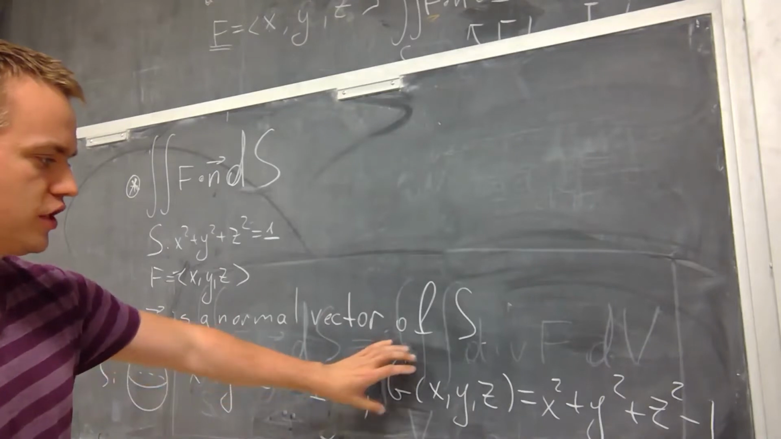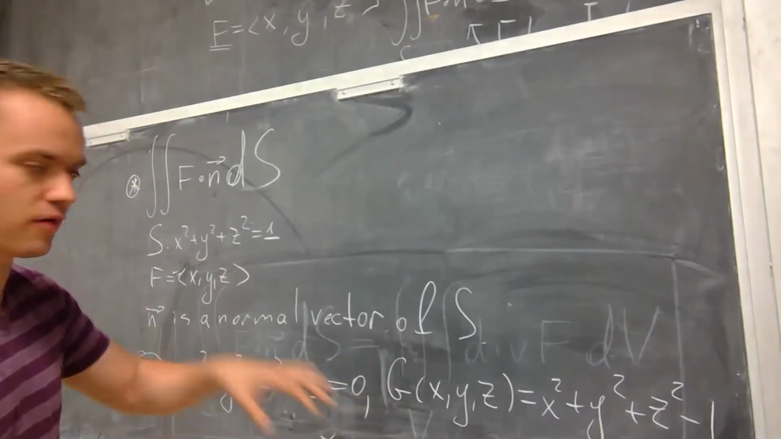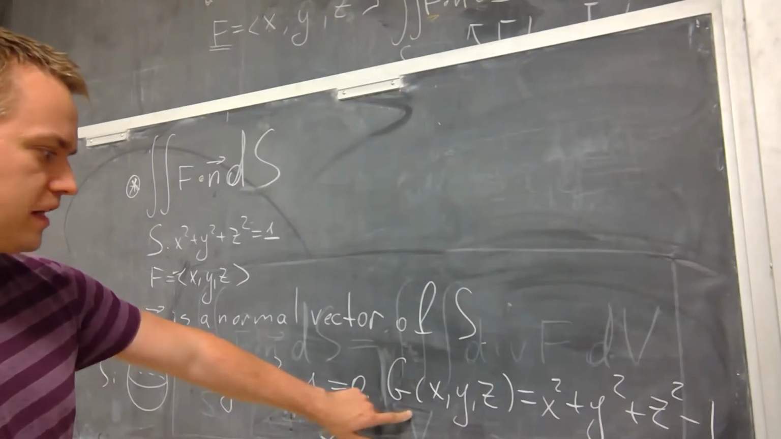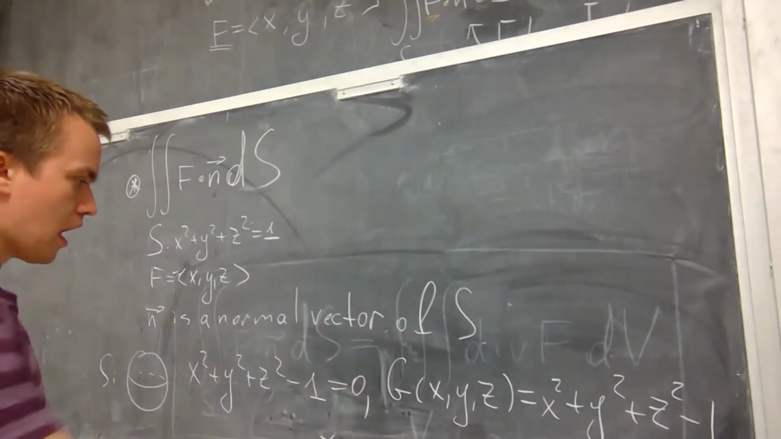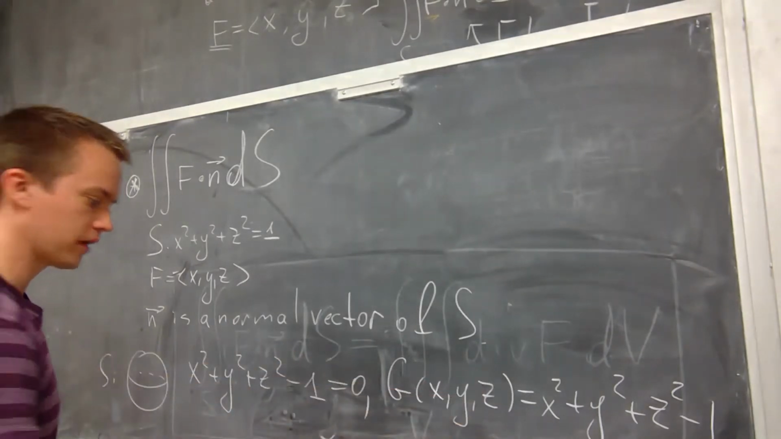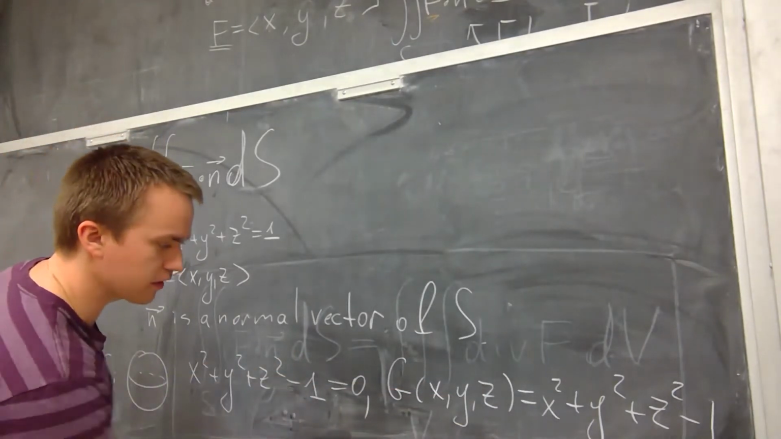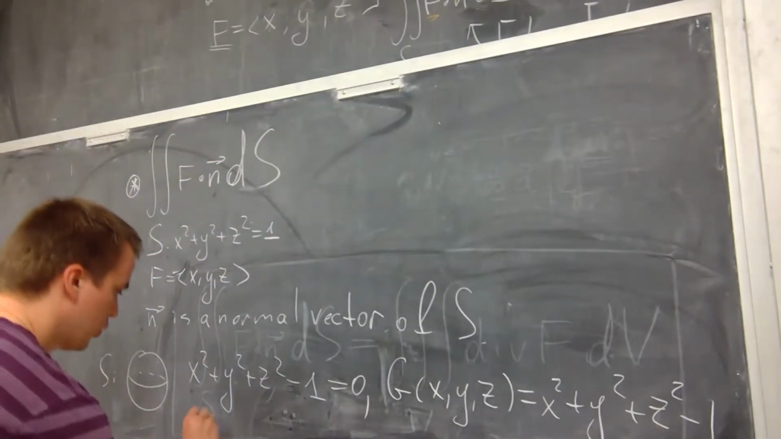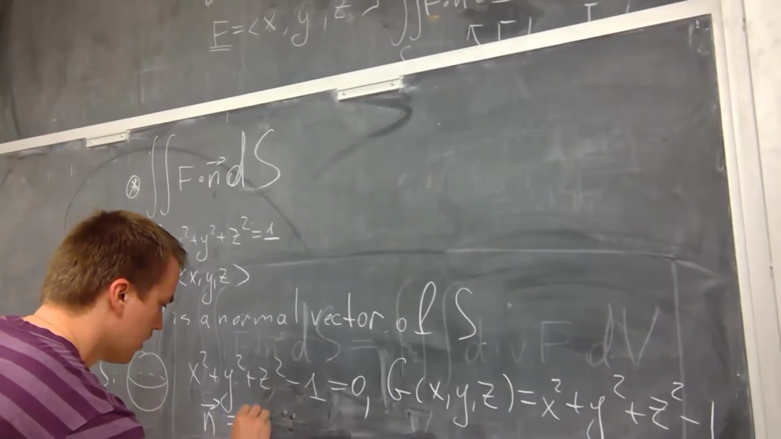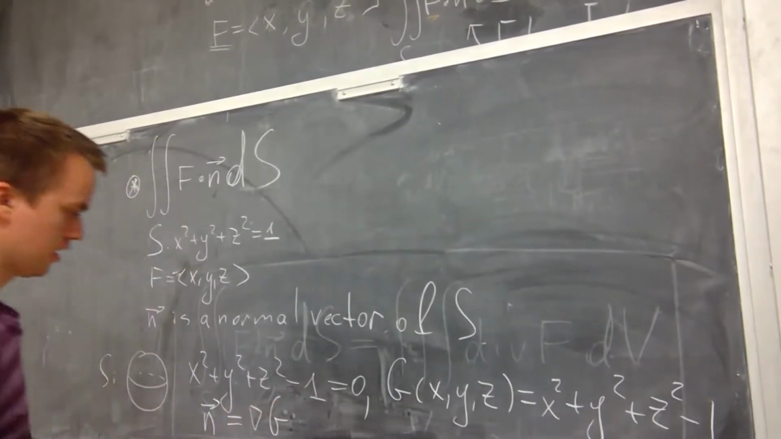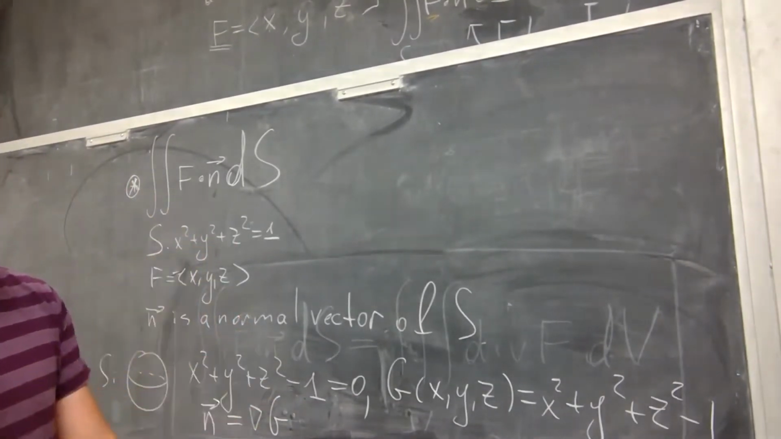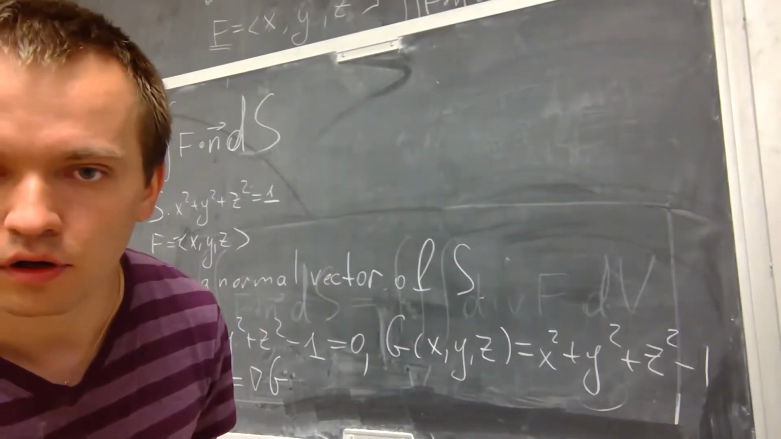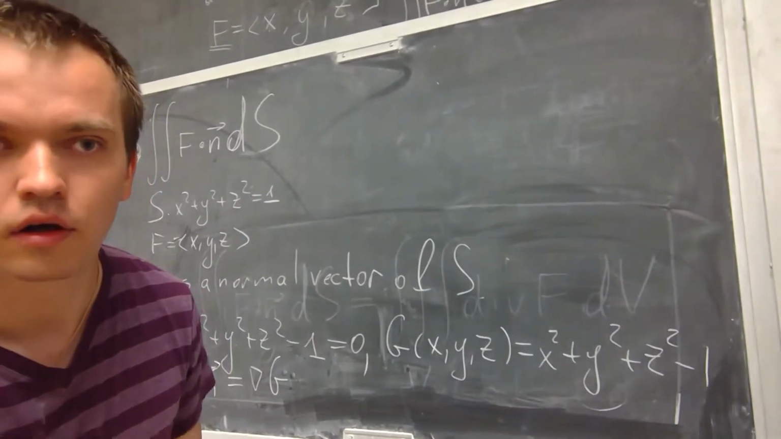So for each value of g, I will get different spheres. And when g equals minus 1, I will get just that. From here we can find our normal vector, because our normal vector is just the gradient of this function. So the normal vector is equal to the gradient of g, because by definition the gradient is perpendicular to the level surface. Okay, no problem.